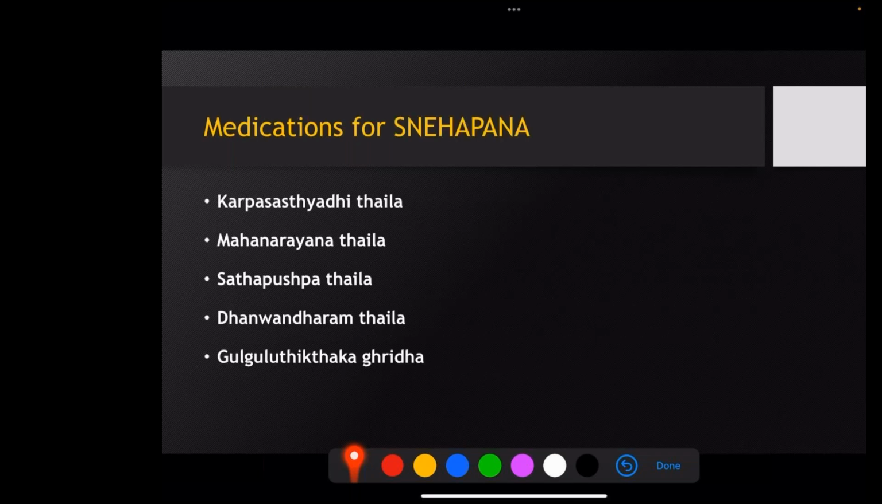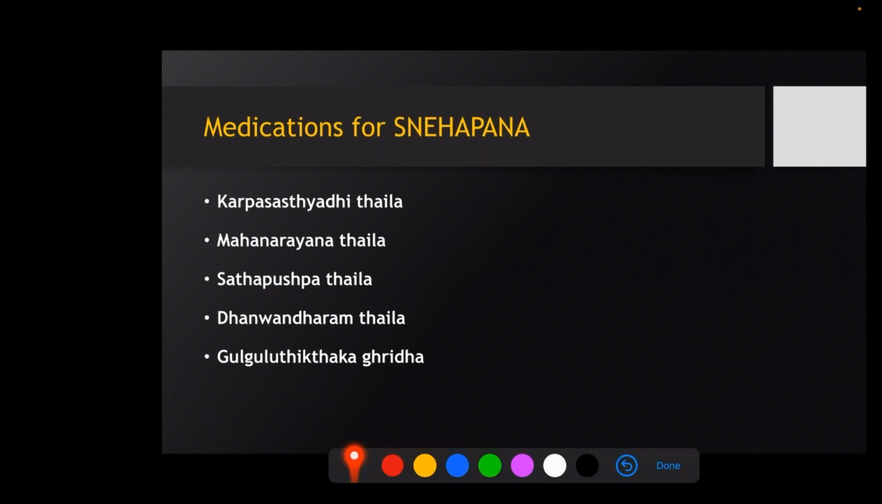The drug of choice for Snehapana includes Karpasa Taila. WHO accepted the cottonseed oil for endometriosis, then Mahanarayana Taila, Shatapushpa Taila, Dhanvantaram Taila, then Gulguluthikthaka Ghrita. Since inflammation plays a major role in the pathogenesis of endometriosis, anti-inflammatory conditions, we can consider the Vatashonita as one of the inflammatory disease conditions.